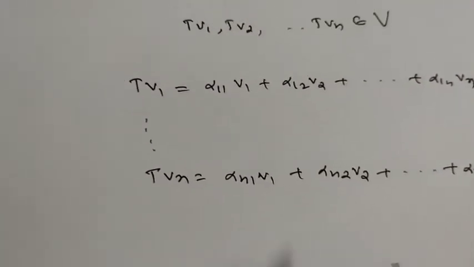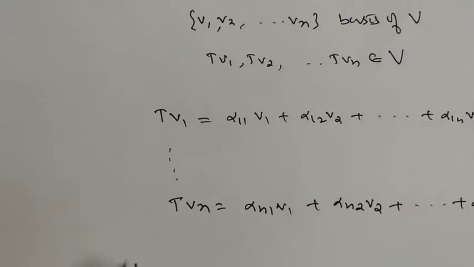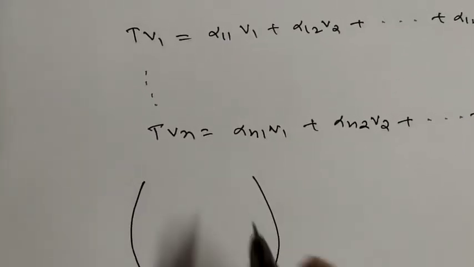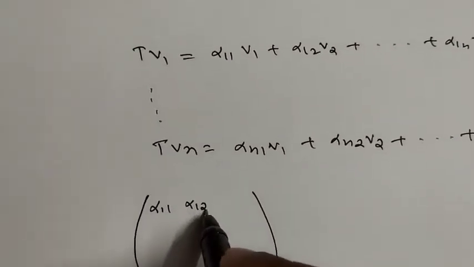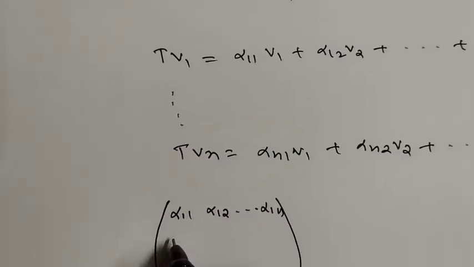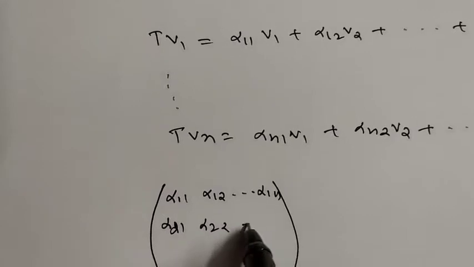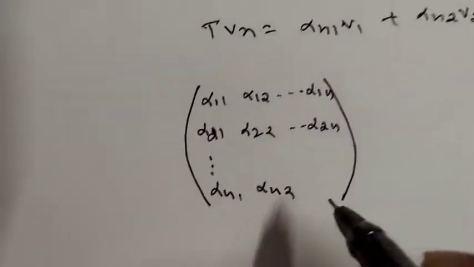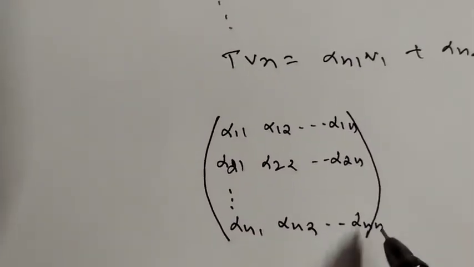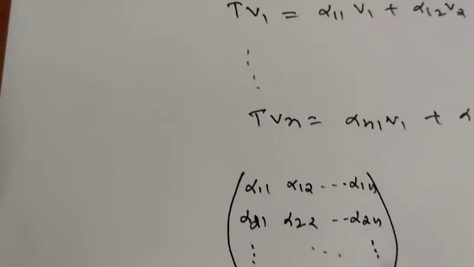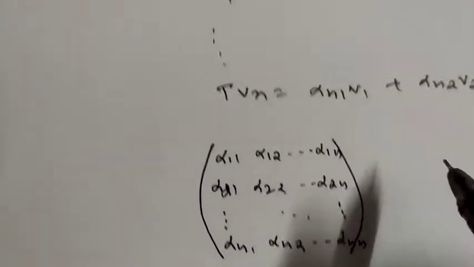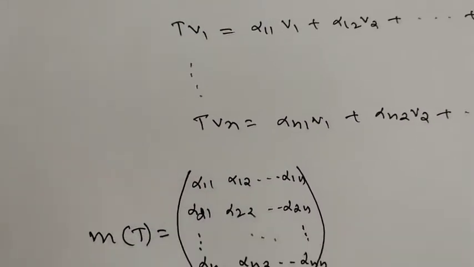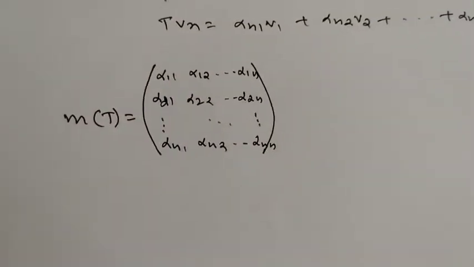So if we write the matrix of the coefficients of the above system of equations, say alpha 11, alpha 12, etc., alpha 1n; alpha 21, alpha 22, etc., alpha 2n; and so on, alpha n1, alpha n2, etc., alpha nn. So this matrix of coefficients of the above system of equations is known as the matrix of T. This we already discussed in detail in the previous class itself.